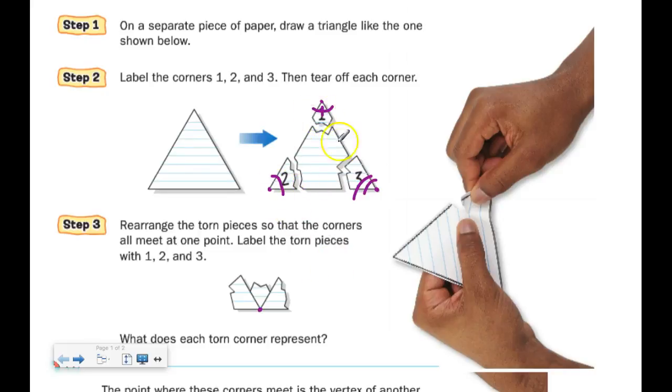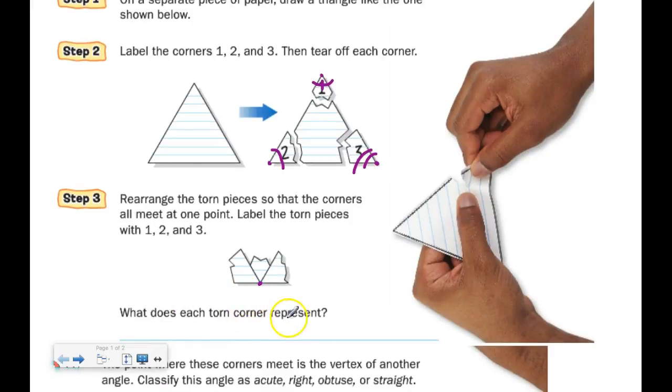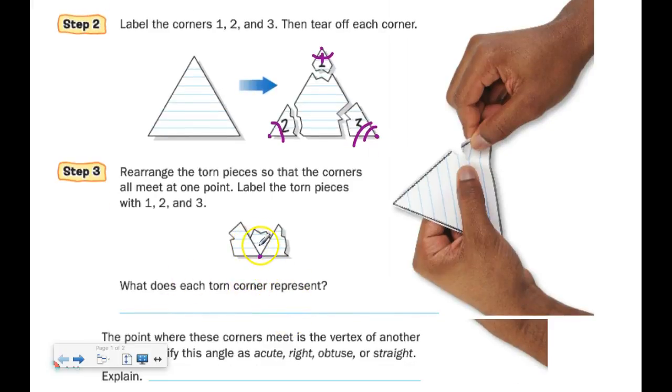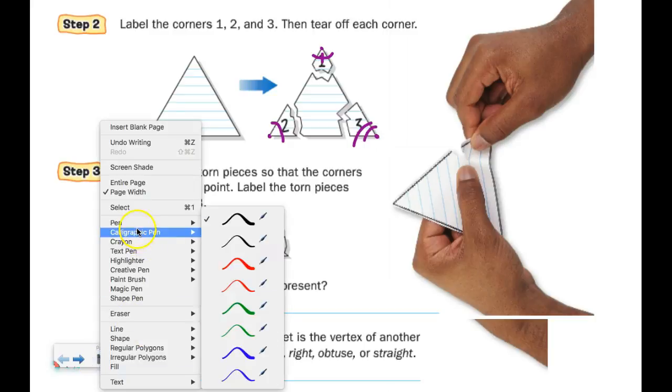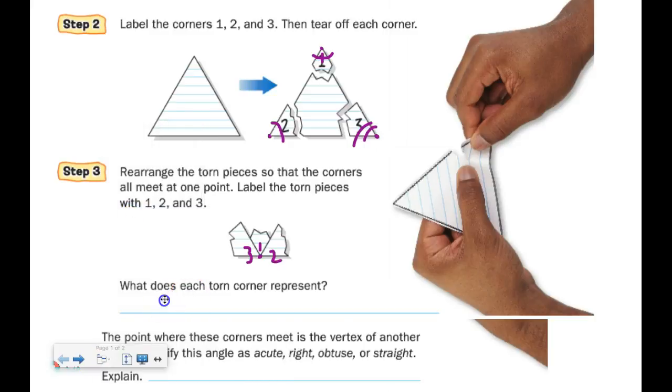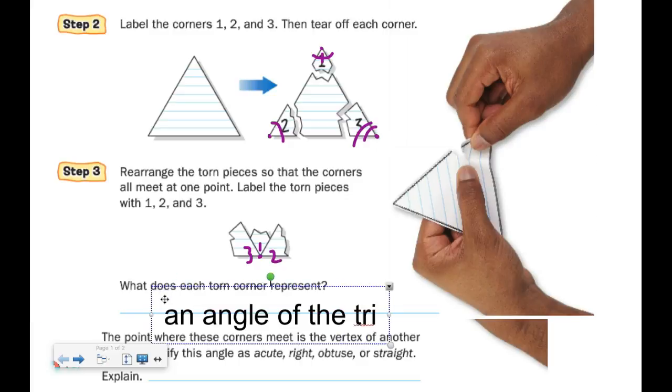So now that you've put those together, label the torn pieces 1, 2, 3. They're already down there. What does each torn corner represent? Well, presumably you've got a 1, and I'm just looking at the pieces in the top and trying to match them up. A 3 and a 2. So what does each torn corner represent? Each torn corner represents one of the angles of the triangle. Okay?